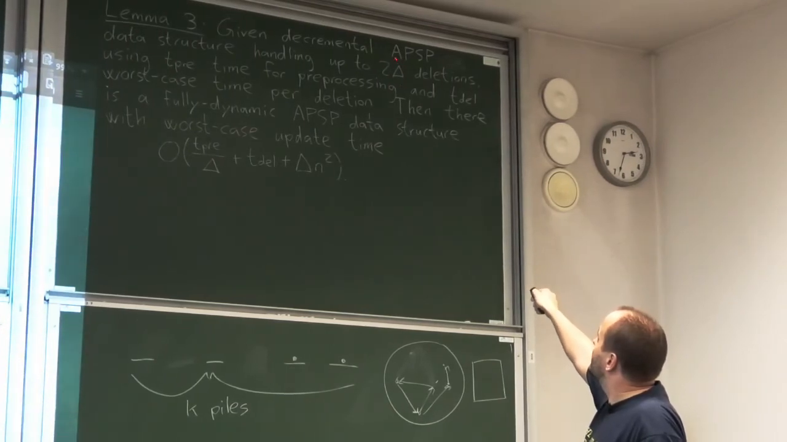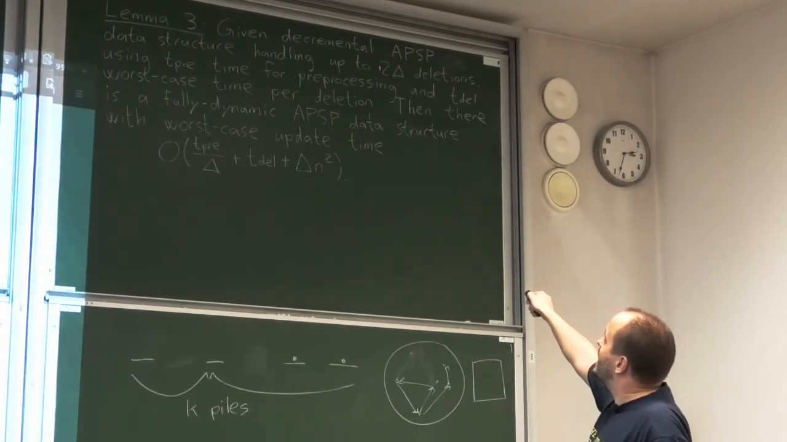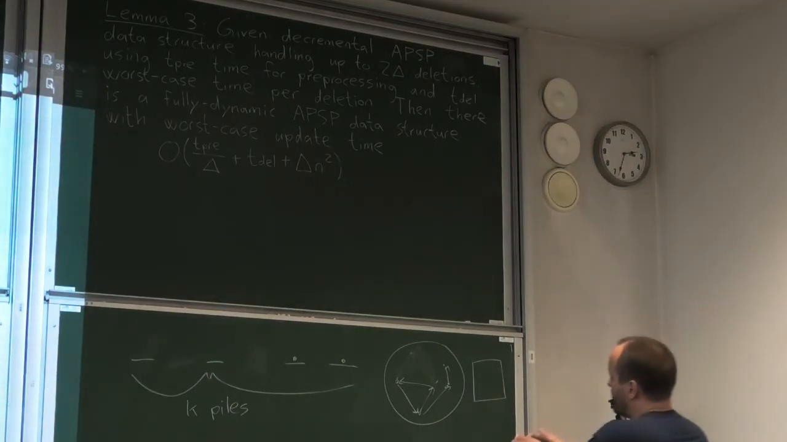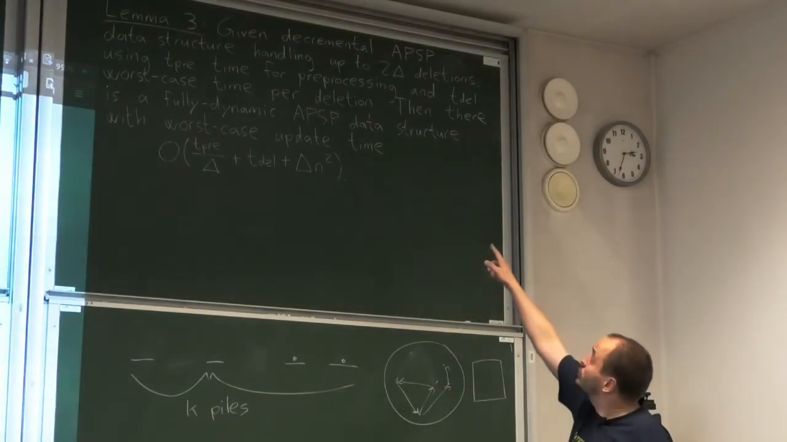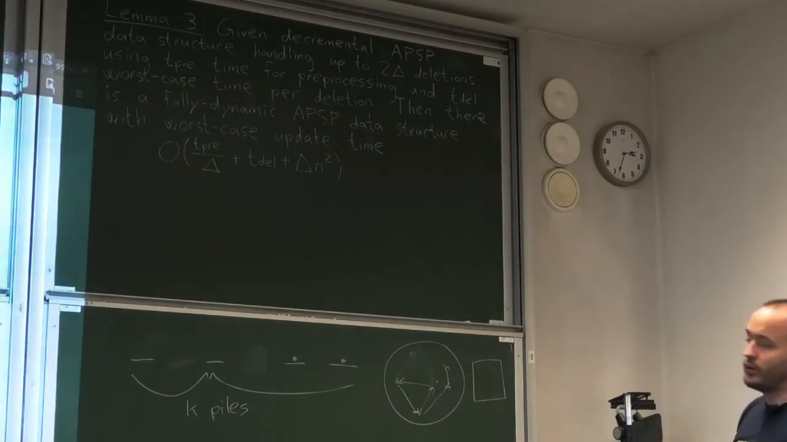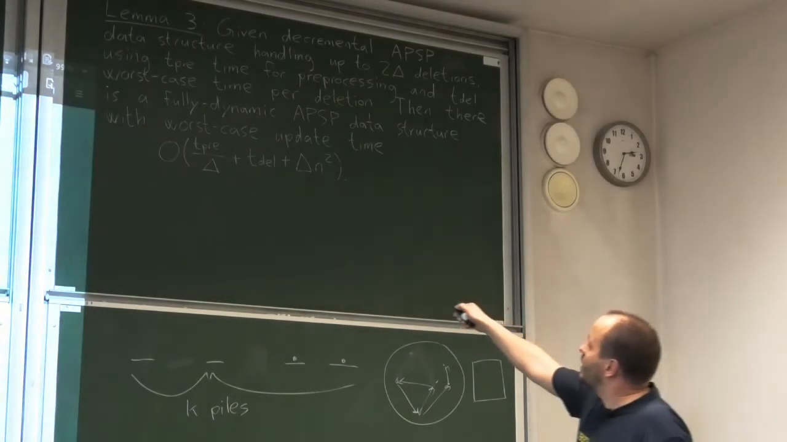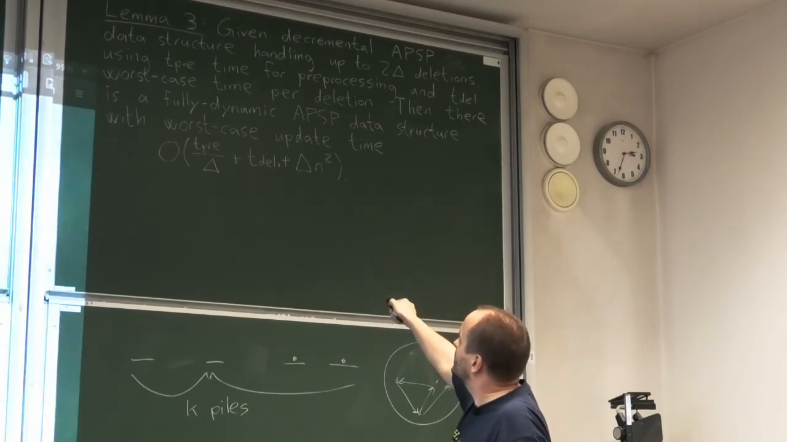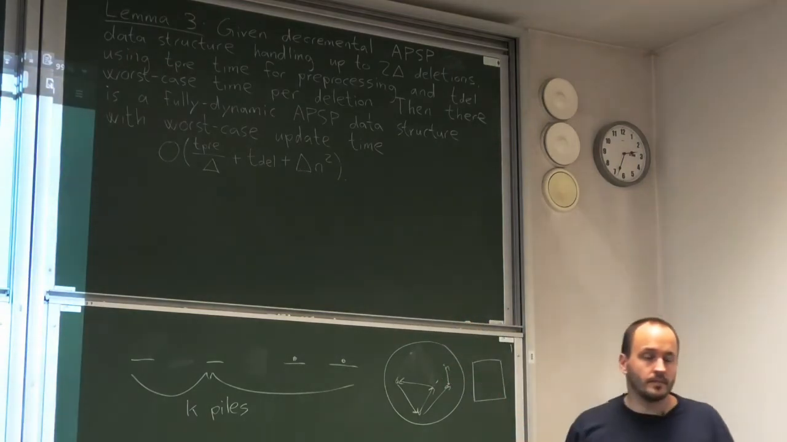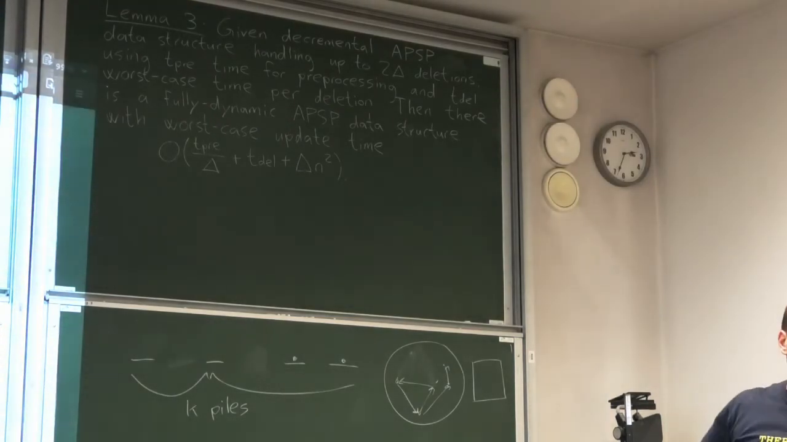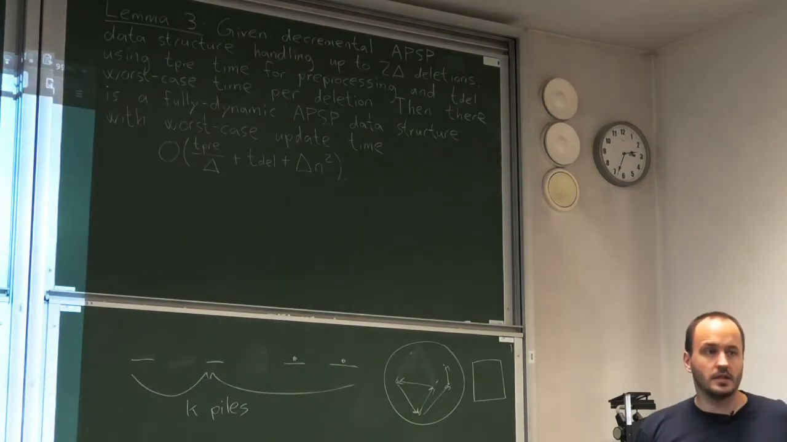I pointed this out, but there's a restriction on this decremental structure. It can only handle up to 2 times delta deletions, where delta is something we choose ourselves, before it cannot be used anymore. If you have such a structure, then you have a fully dynamic structure with this worst case update time: T pre divided by delta, plus T del, plus delta times n squared. We may have time in the class to show this lemma, but we're just using it as a black box now. But is it clear what this lemma is saying also?